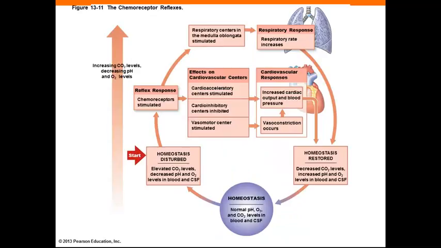Chemoreceptors are sensitive to changes in carbon dioxide, oxygen, and pH in blood and cerebrospinal fluid. These chemoreceptors are sensory neurons located in carotid and aortic bodies and the medulla oblongata. A decrease in pH or plasma oxygen, or an increase in plasma carbon dioxide, stimulates the chemoreceptors, which increase the heart rate and arterial constriction, which results in an increase in blood pressure.